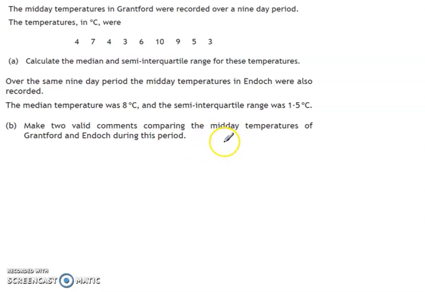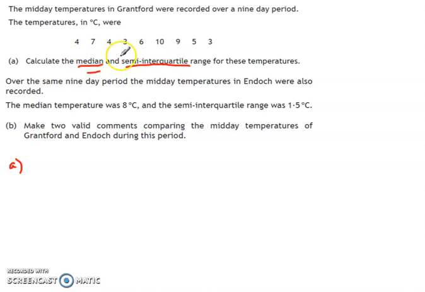Now the comparison part is interesting because you've got to watch how you word the comparison and the kind of things you say. But let's focus on the first part to begin with. So part A, calculate the median and semi-interquartile range for these temperatures. So first thing we have to do is remember what these are. So median, we need to remember that that's the middle number in an ordered list. Semi-interquartile range, that's the difference between the upper quartile and lower quartile. So we need to calculate all those facts as well.